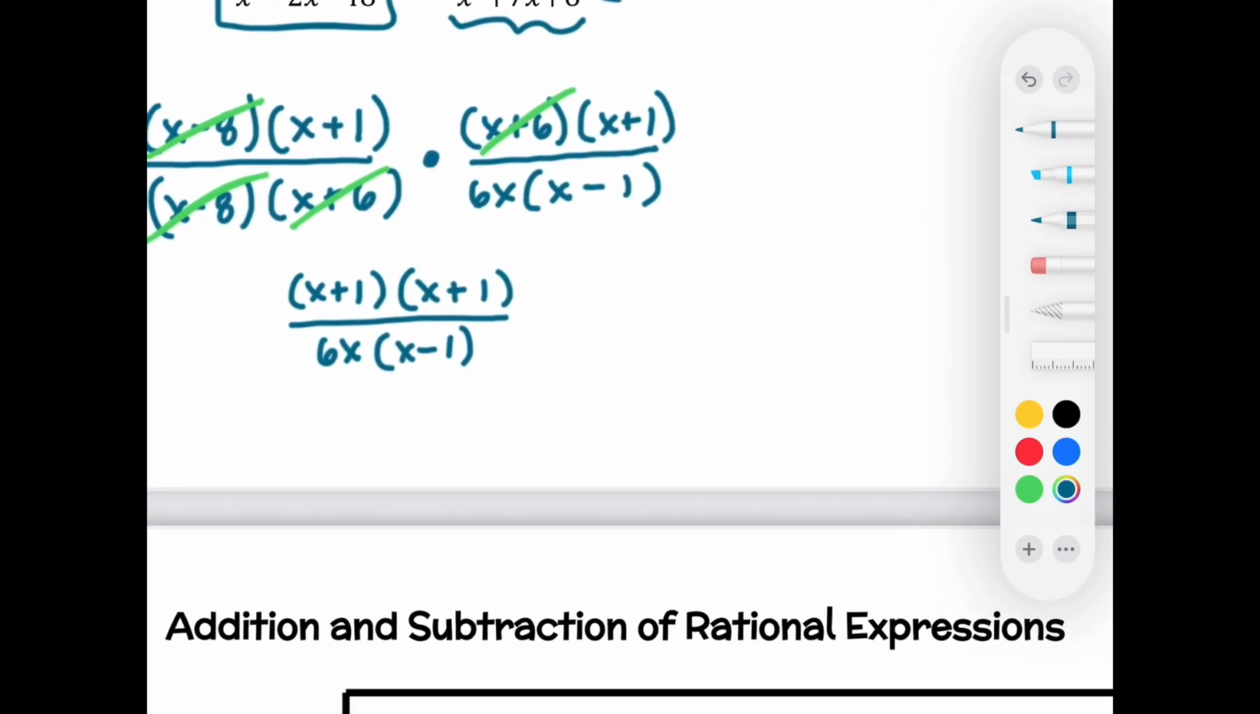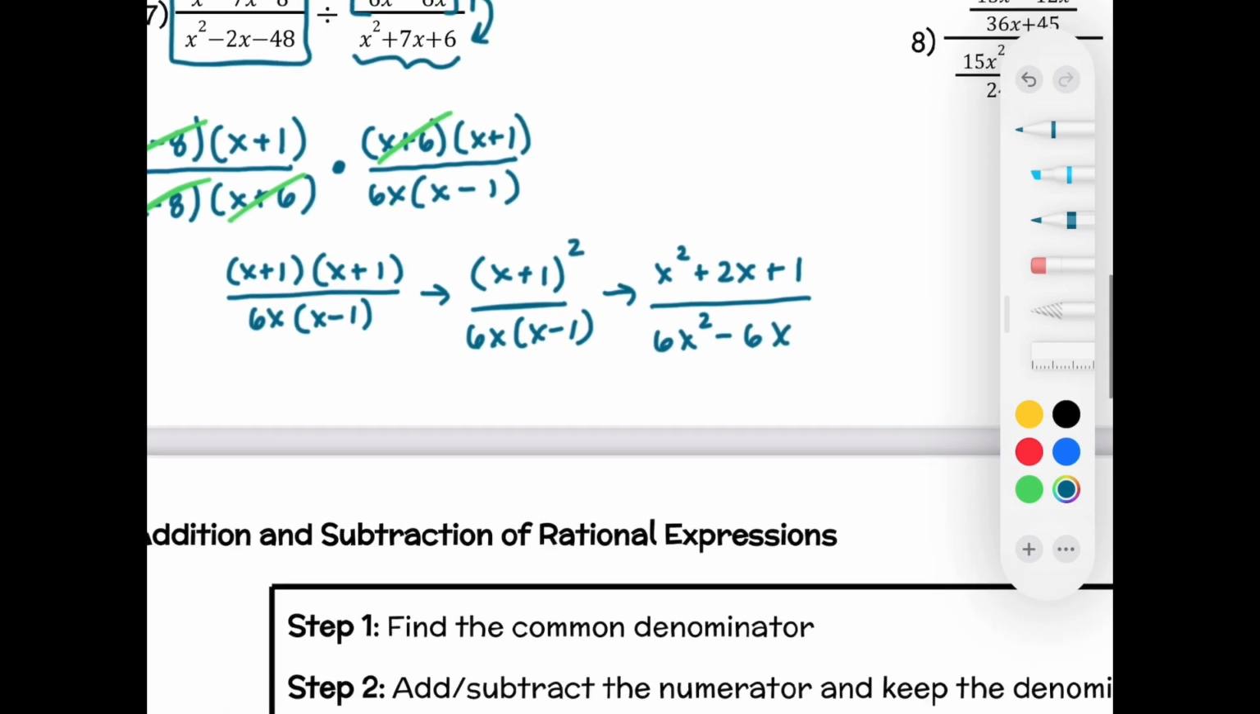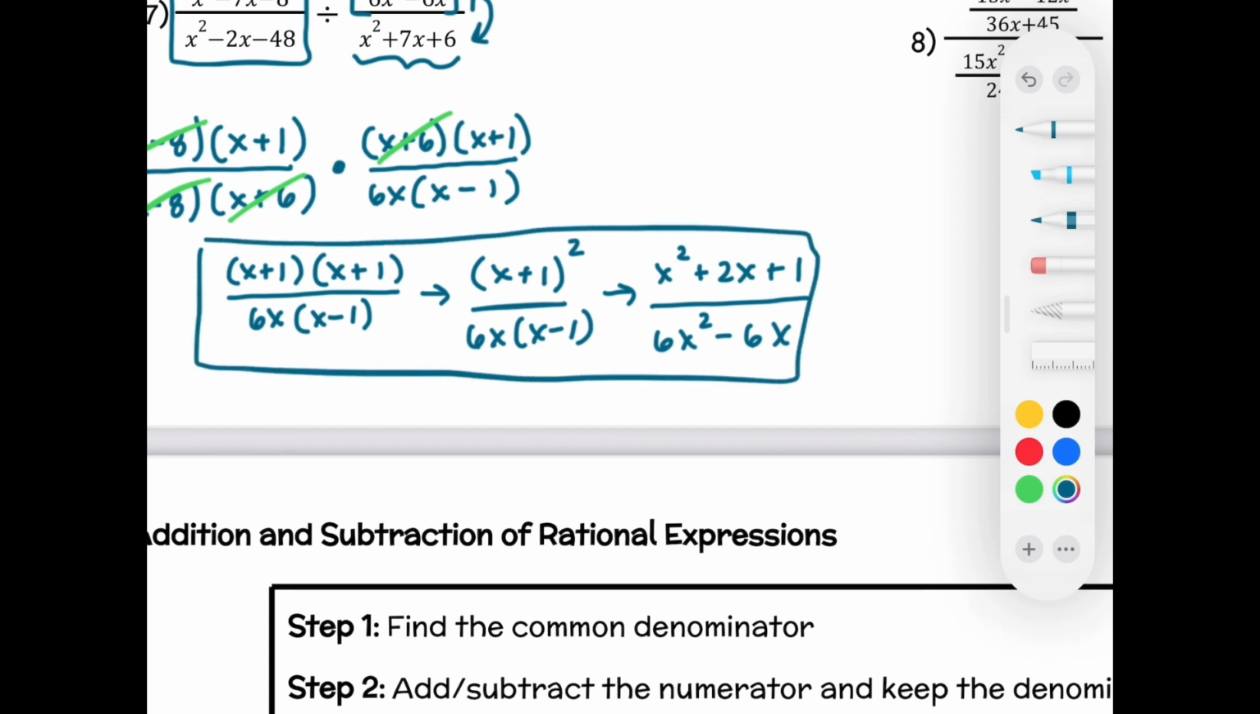You might see the top foiled out. You might see the bottom distributed. So kind of know that, yes, this is your answer, but if you have to, it's also the same as x plus 1 squared over 6x times x minus 1. Or if it really wants to test you, that whole thing multiplied out, which would be x squared plus 2x plus 1 over 6x squared minus 6x. So all of these are the same. All of these are correct answers. So you need to know that if you see any of these different, like if you get this first answer, but this is the multiple choice, you know to pick that one.